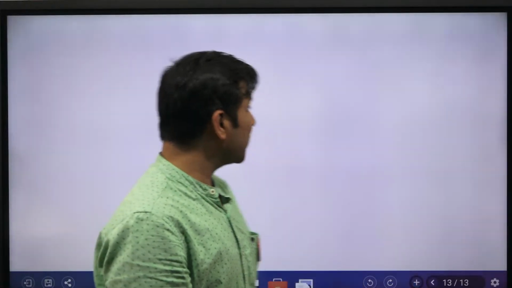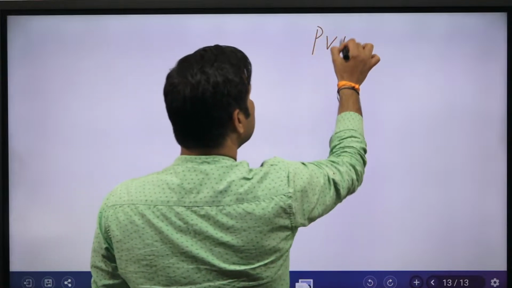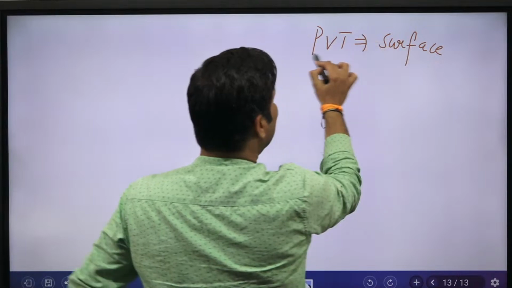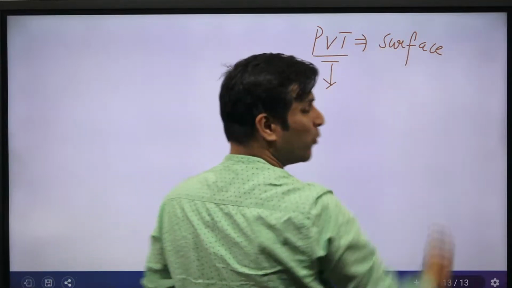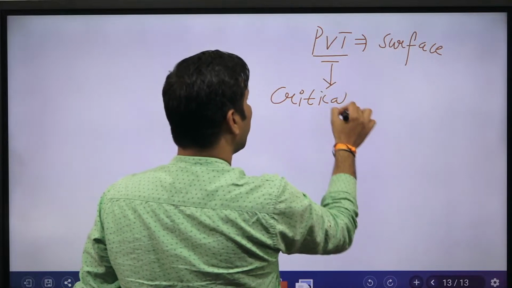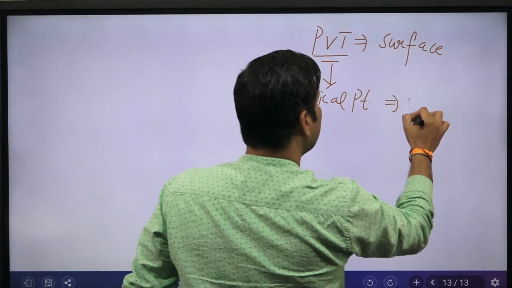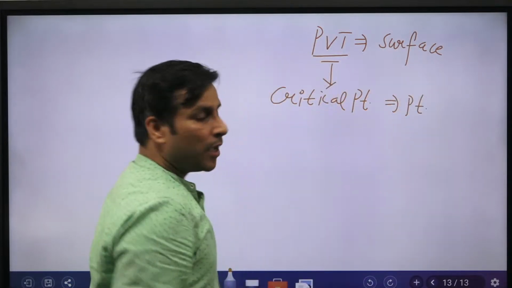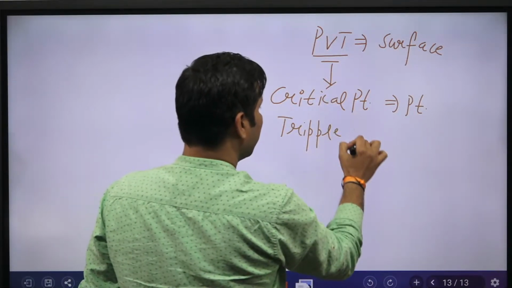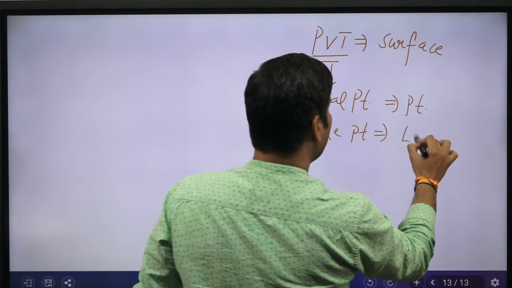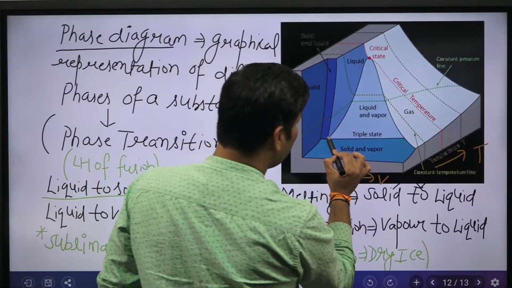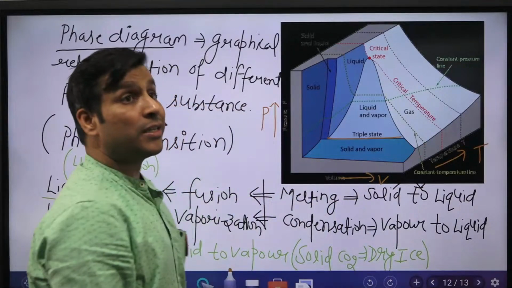पीवीटी सरफेस पे, या पीवीटी जो डायग्राम होता है वाटर के लिए, जनरली हम वाटर के लिए शो कर रहे हैं, जो क्रिटिकल पॉइंट होता है आपके पास, जो क्रिटिकल पॉइंट होता है वो तो क्या होता है? पॉइंट होता है. बट जो ट्रिपल पॉइंट होता है भाई, ट्रिपल पॉइंट इज अ लाइन. पीवीटी सरफेस पे ट्रिपल पॉइंट क्या होता है? लाइन होता है. यू कैन ऑब्जर्व हियर गाइस, this is the triple point guys. This particular condition, this particular line is known as a triple point.